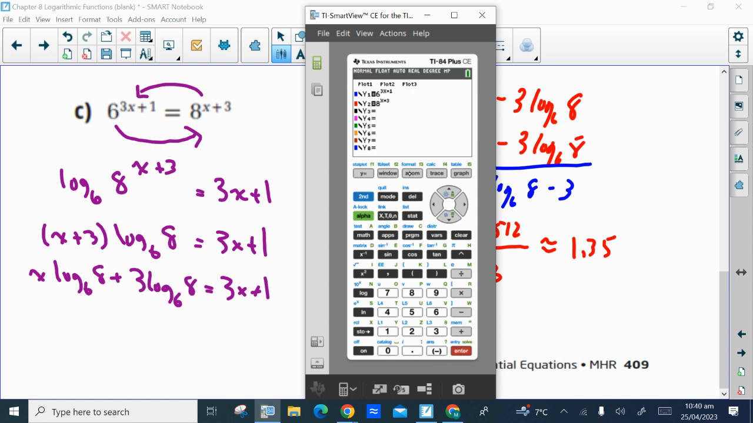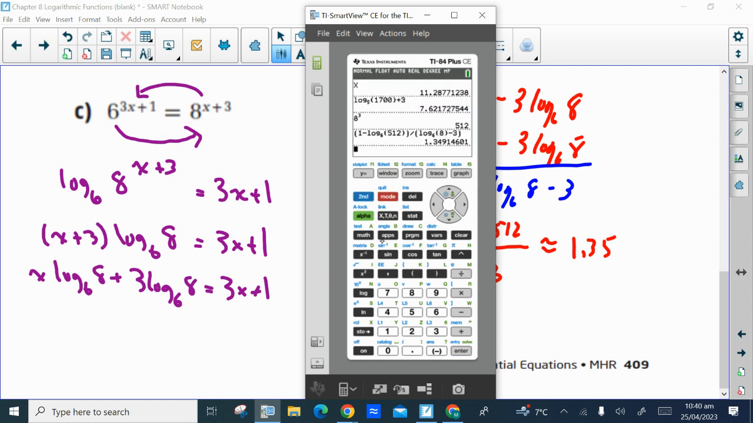Zoom 6 to set our windows to the standard settings. And our answer should be at 1.35. And even though we can't see that, that number is within the windows that we have, our x windows, so the calculator will give it to us. Second function trace, number 5 for intersect, enter, enter, enter. And we get x equaling something that rounds to 1.35.